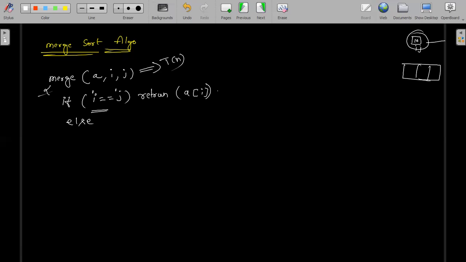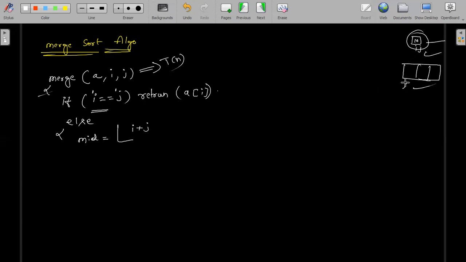If the array is bigger, and this is a smaller one, what do you have to do? For that, we first have to create a mid. Yes or not? We have to compute the mid. So mid is equal to, very simple, actually the algorithm is very simple, i plus j.